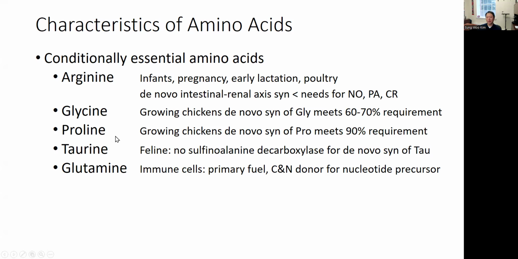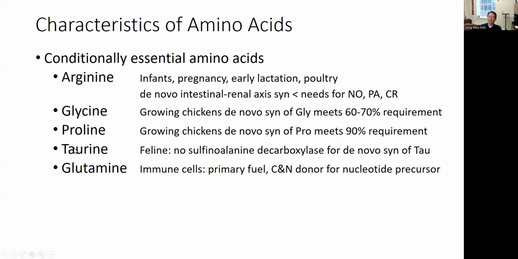In the case of proline, if I summarize findings from many research papers, in chickens the de novo synthesis of proline meets about 90% of the requirements. So you need additional proline through the feed for chickens. In the case of glycine, de novo synthesis meets about 60 to 70% of the requirement, also meaning that glycine needs to be supplied from the food and feeds.